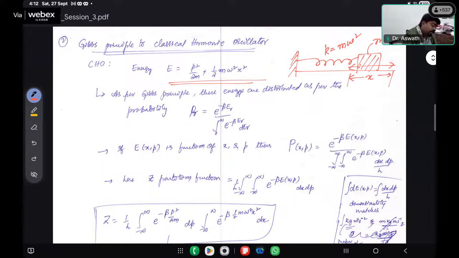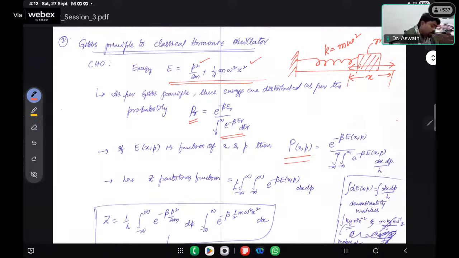So it's continuously increasing. In that case, the Gibbs principle becomes an integrand instead of a summation. Now there is a contribution coming from p and a contribution coming from x. So my probability is p of x comma p. It's a function of x comma p. So instead of writing p_r, I will just write p of x comma p.